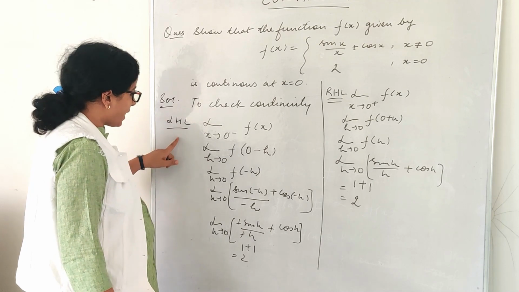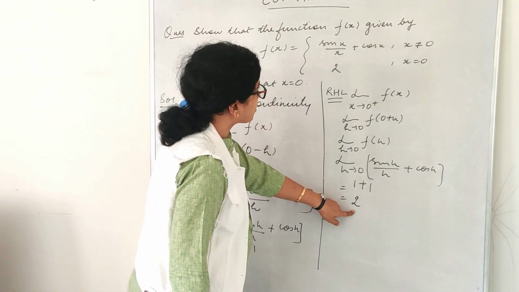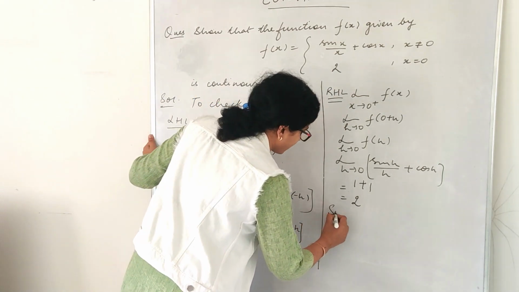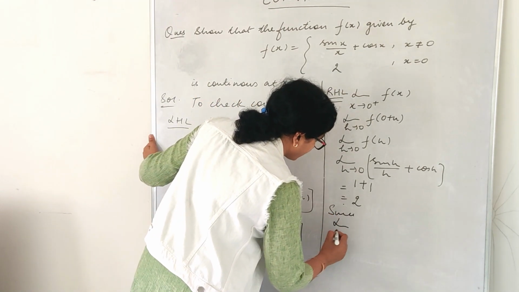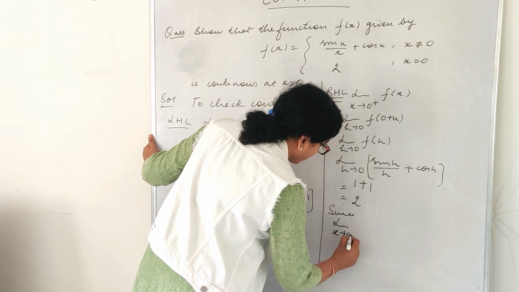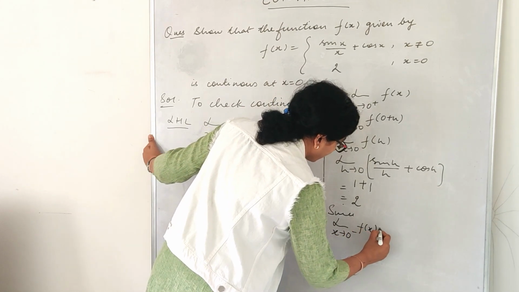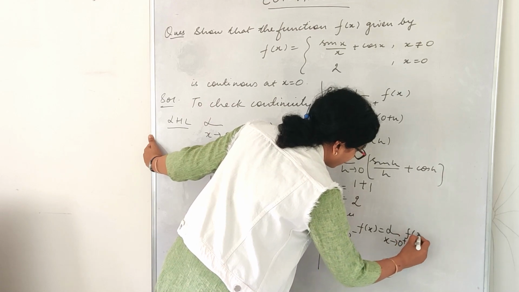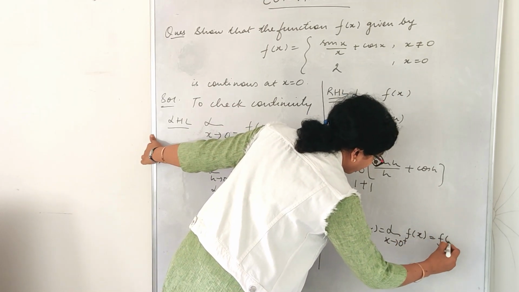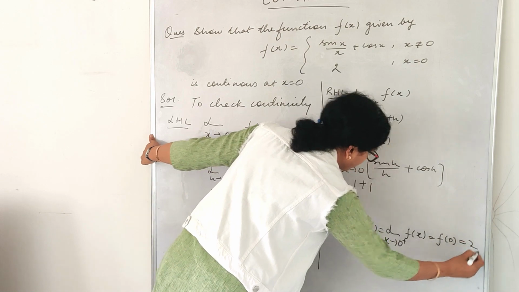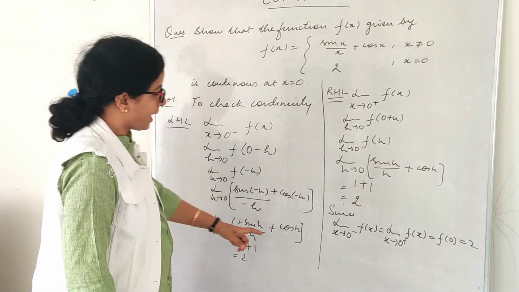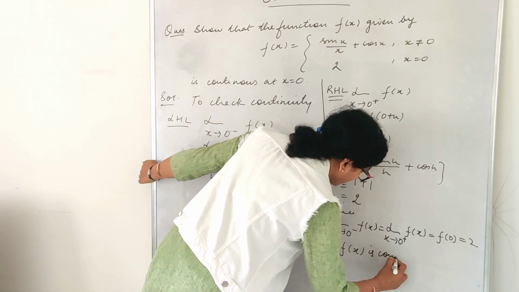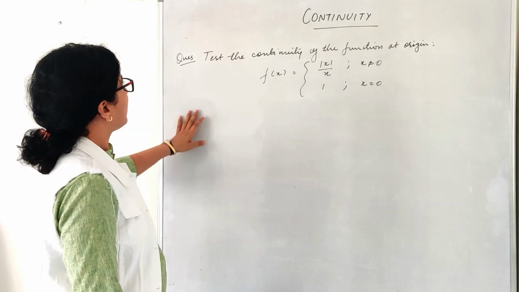Okay, so my left hand limit is 2, right hand limit is 2, and the value of the function is 2. So since limit x tends to 0 negative f(x) is equal to limit x tends to 0 positive f(x) equals f(0), which is equal to 2, right? Hence f(x) is continuous. Okay. Now let us take this question.